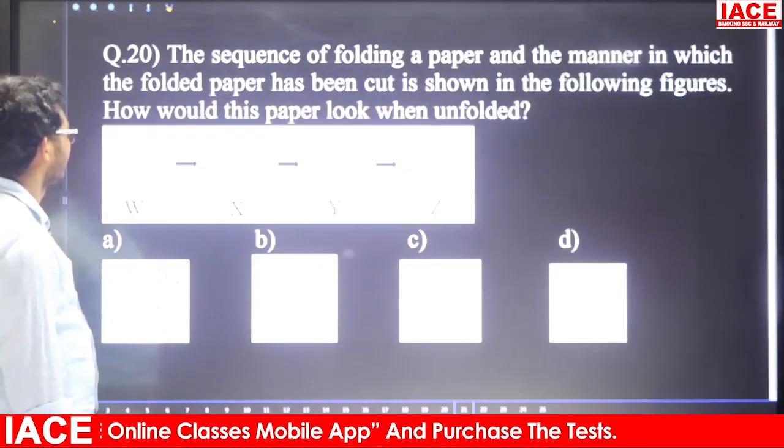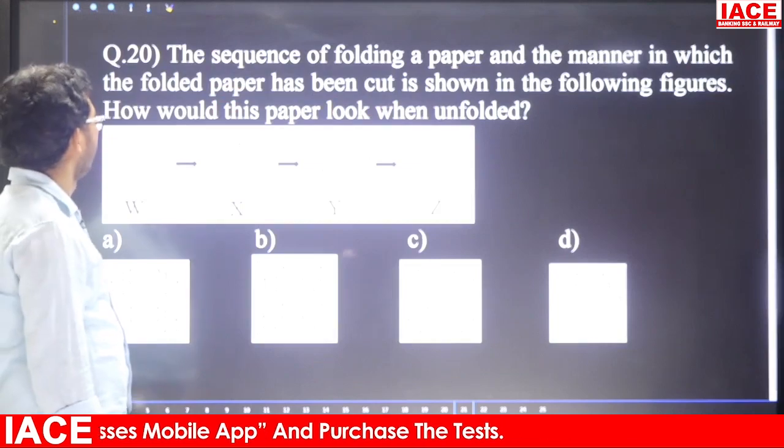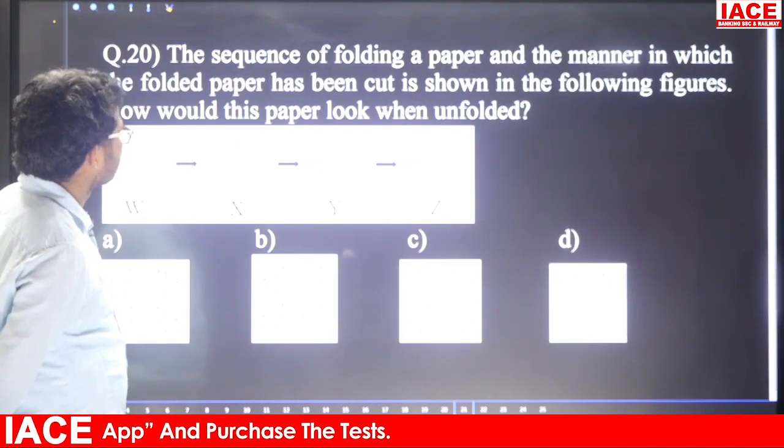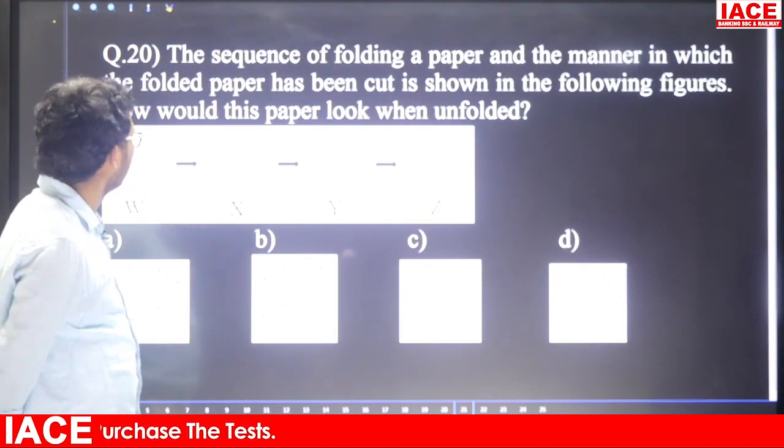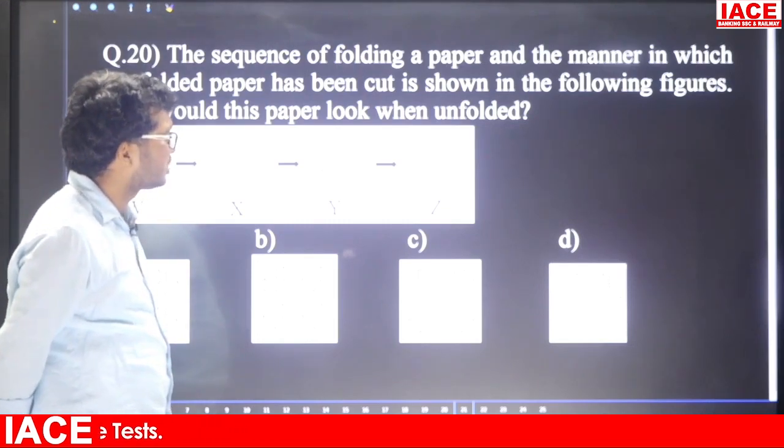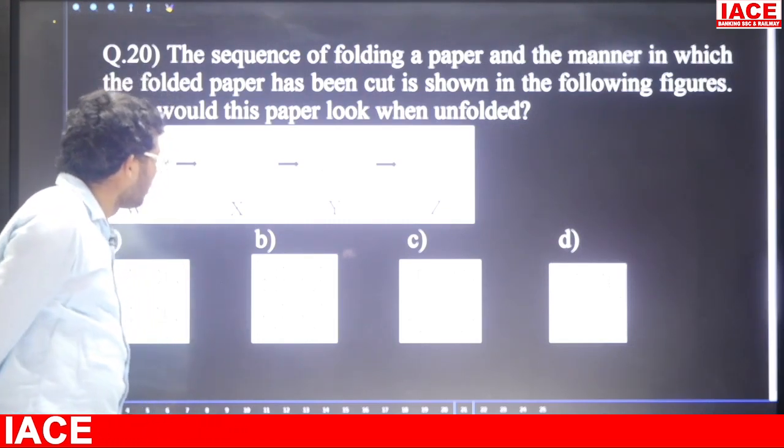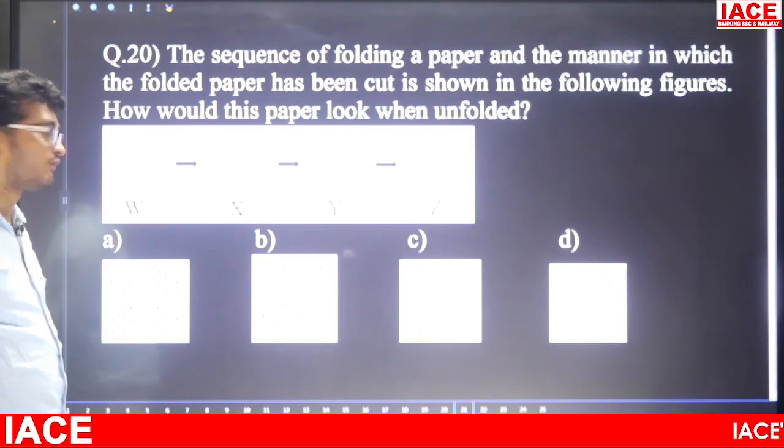Question number 20. The sequence of folding a paper and the manner in which the folded paper has been cut is shown in the following figure. How would this paper look when it is unfolded?